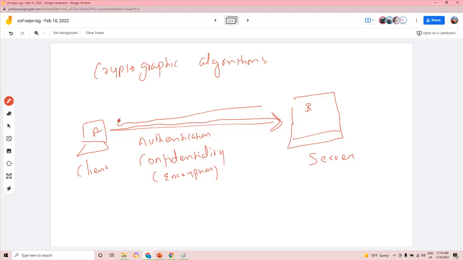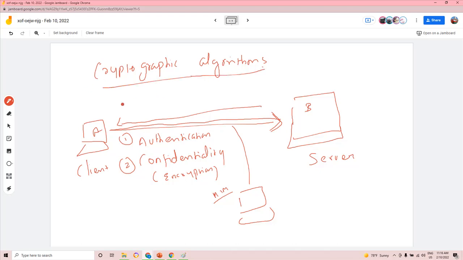Also when A sends some data, B sends some data, it should be encrypted. So somebody in the middle should not be allowed to do a man-in-the-middle attack, spoofing, or replay attack. They should not be allowed to capture the packets, eavesdropping, nothing should be allowed. So you should have strong authentication and strong confidentiality. For that we need cryptographic algorithms.